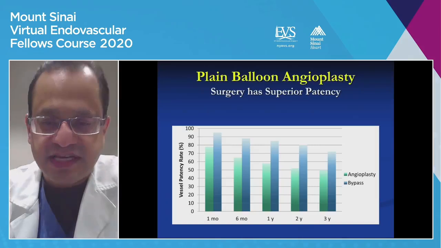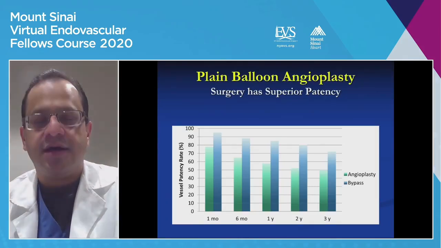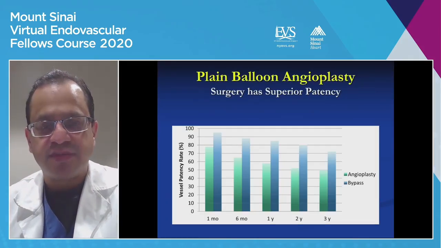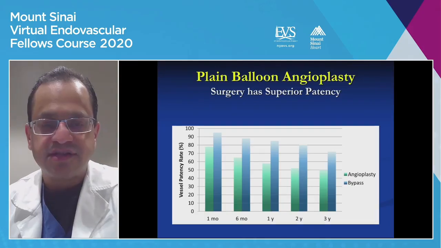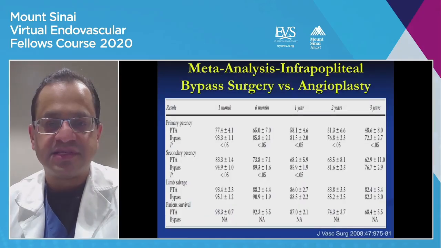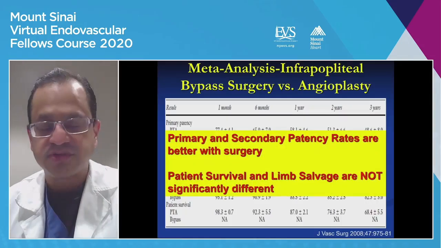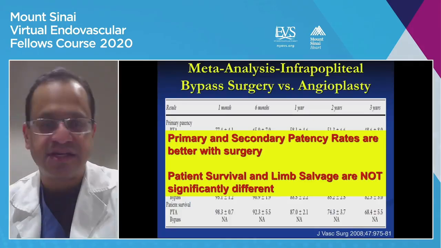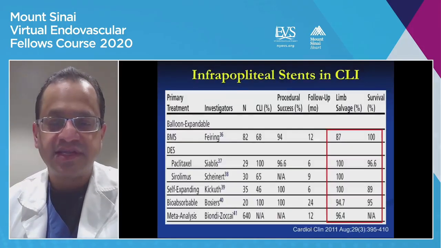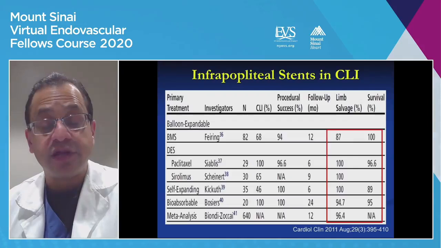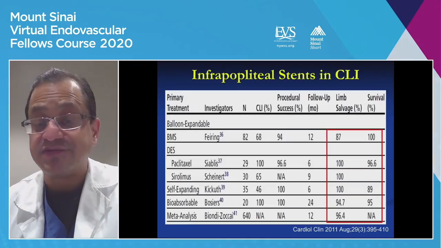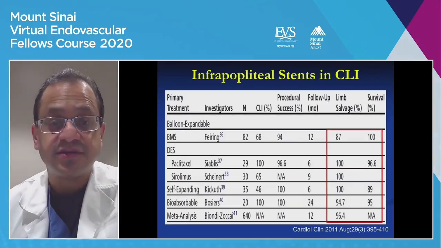Plain balloon angioplasty, as we've seen from the BASIL trial, surgery stands out better with regards to patency. And when you look at this meta-analysis, what we found was essentially, yes, the patency was better with surgery, but the survival and limb salvage rates were not different. Stents have done pretty well with regards to patency as well as limb salvage.